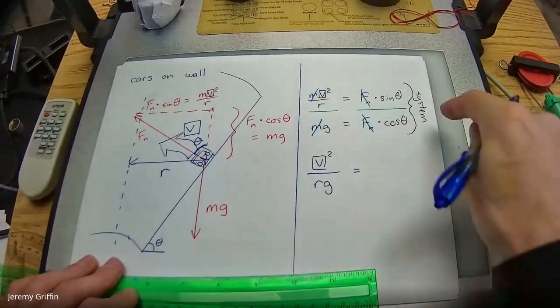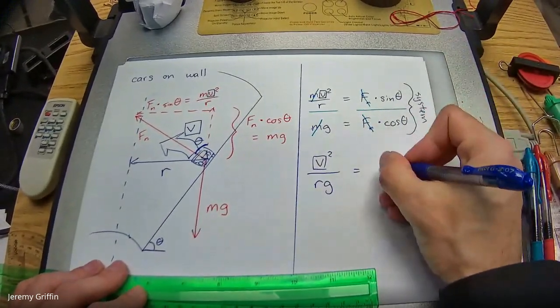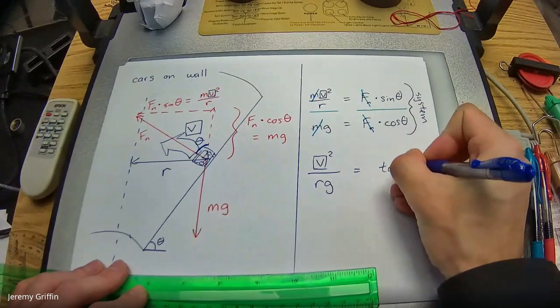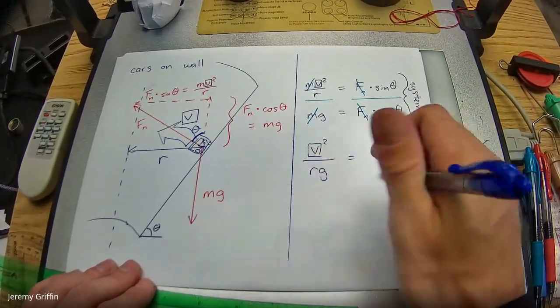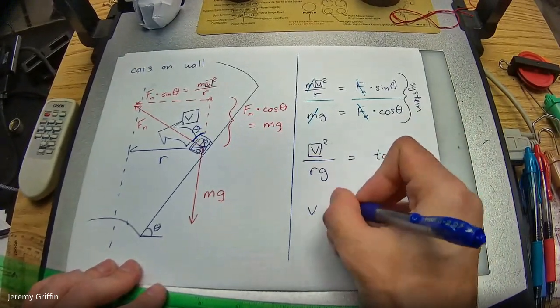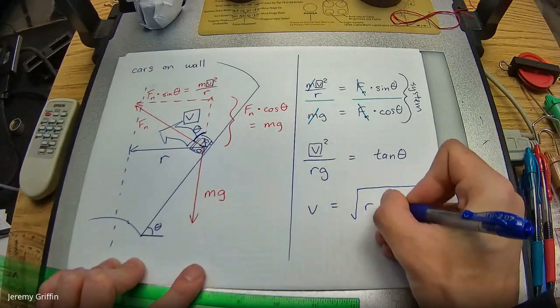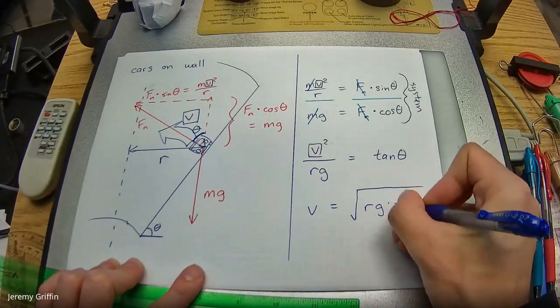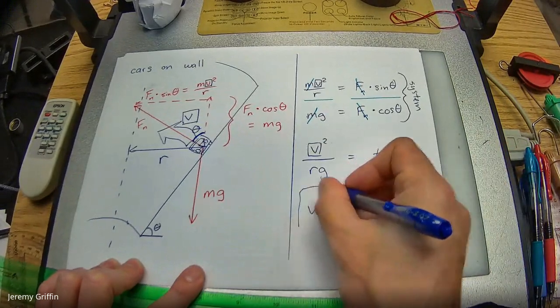Oh, yeah, tangent. You guys see that? Sine over cosine is tangent. So two algebra steps from solving this. Multiply the rg, take the square root. That's the answer. The speed of the car must be the square root of r times g times tan of the angle. That's it. That is the answer.